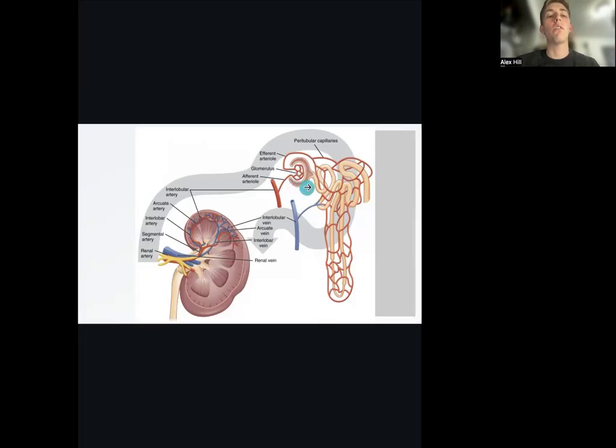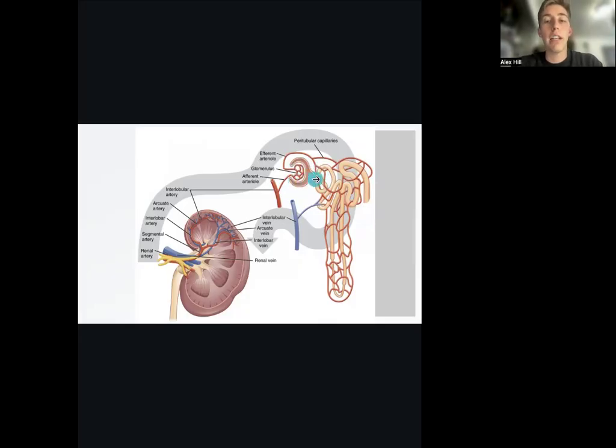And also this membrane right here is permeable to water and electrolytes, but it should not be permeable to larger substances such as proteins. So if you have a lot of protein in the urine, then you know that something is wrong with the membrane right there.